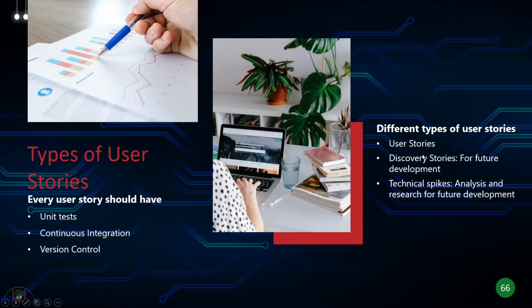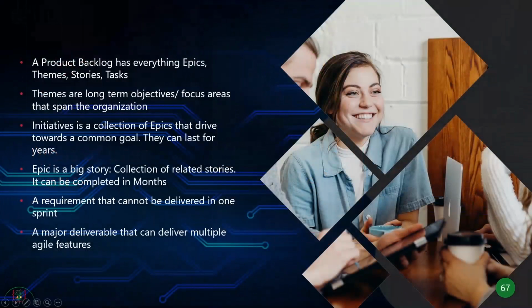You can have discovery stories, which are basically stories that you've discovered, which can be for future development, may not be for the current sprint. And then, they go back to the product backlog and they'll be prioritized at a future time. And you can also have technical spikes, which you will analyze and research. Again, it's for future development and it will go back to the product backlog.